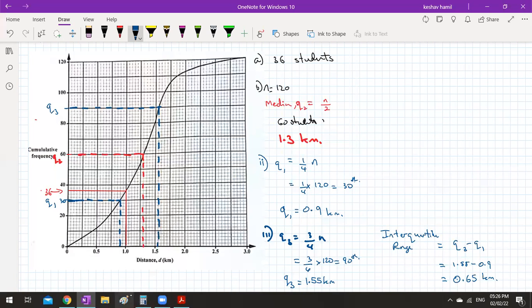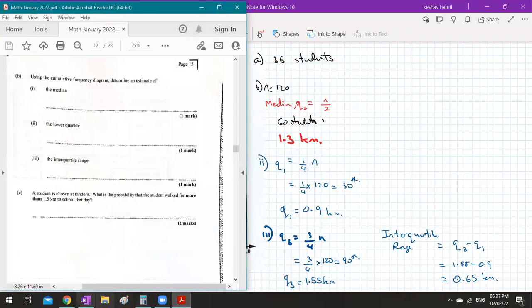Now, the interquartile range represents the spread, right? This usually represents between the Q1 and Q3 values, 50% of the students in a normal case, right? So in a normal case, 50% of the students would walk within a range of 0.65 kilometers of each other. And that's what the spread or the interquartile range means.